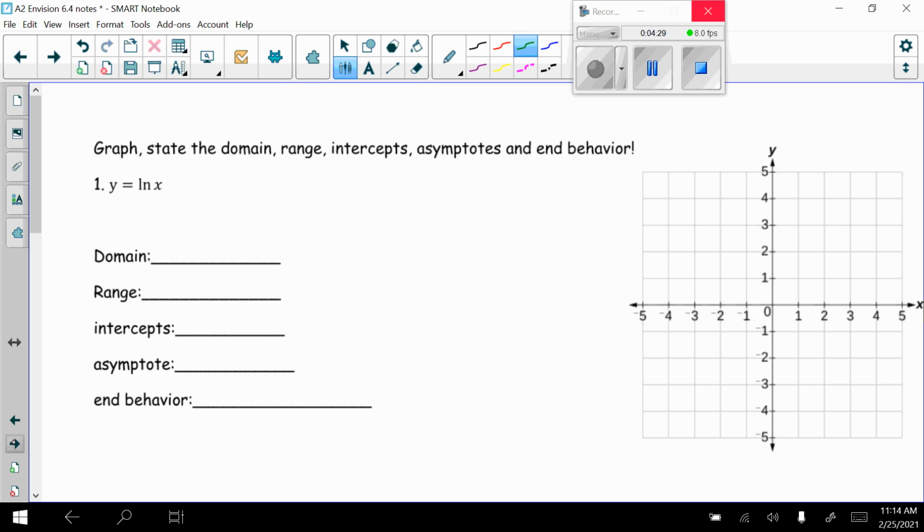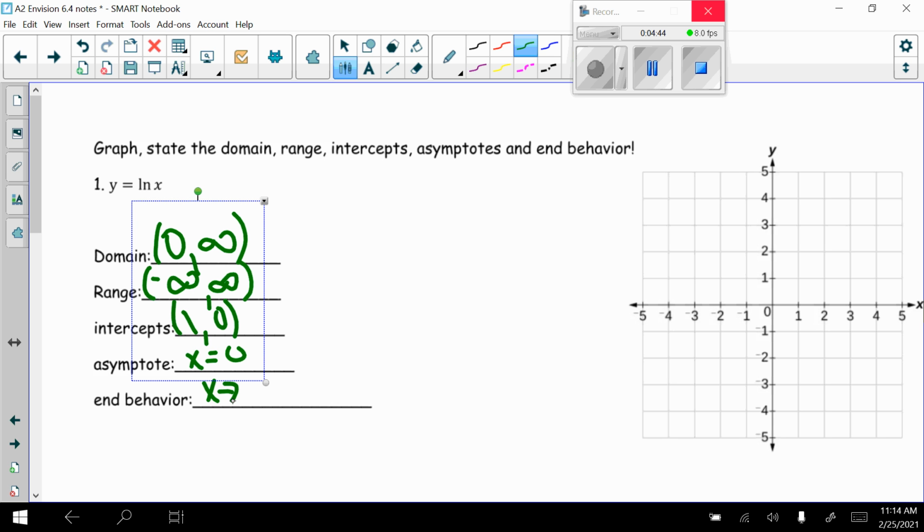So the very first one we're going to look at, y equals the natural log of x. The domain, I don't have any transformations, 0 to infinity. The range, negative infinity to infinity. The intercept will always be 1, 0. Asymptote, x equals 0. The end behavior, as x approaches 0, what does y do? As x approaches infinity, what does y do?